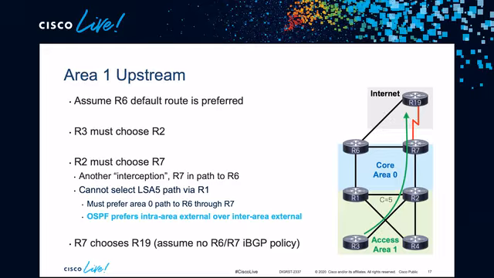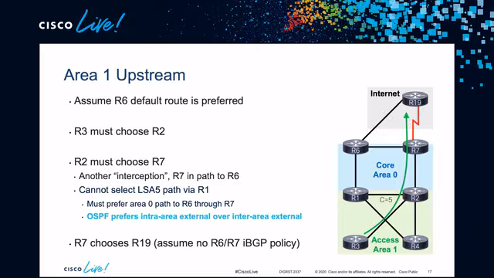Again, let's assume R6 is the preferred default route out to the internet. If the link between R1 and R3 is still down, R3 is going to choose R2, just like usual, because that's the only upstream path. Now, if we look at area 0, R2 only has one upstream option, which is R7. It can't laterally send upstream traffic to R1 anymore, even though the cost is less, because that link is in area 1 when it needs to be in area 0.